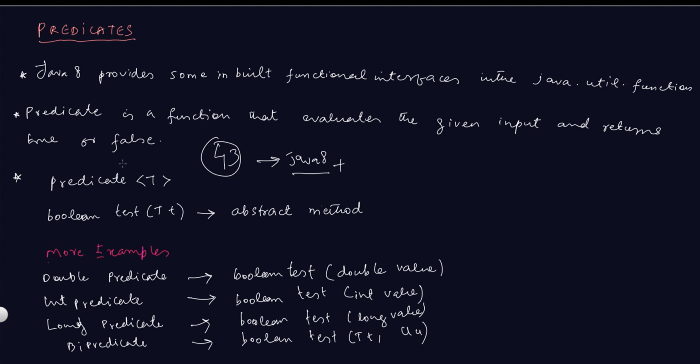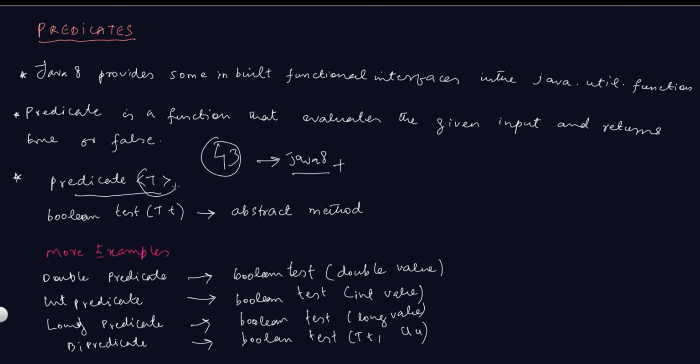I have divided them into multiple categories. First one is predicate, and other categories are suppliers, consumers, operators, binary and unary operators as well. We will discuss these categories later on. In the predicate category, there are 5 different kinds of functional interfaces.